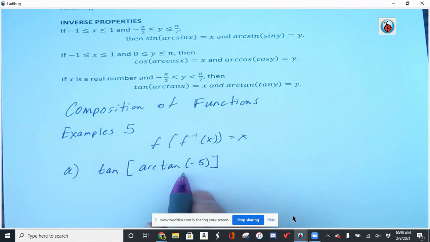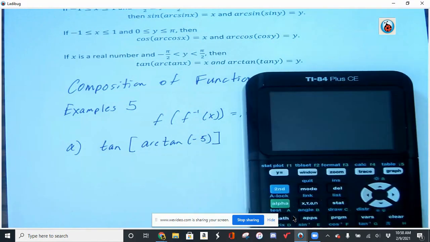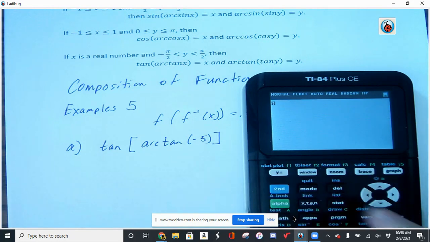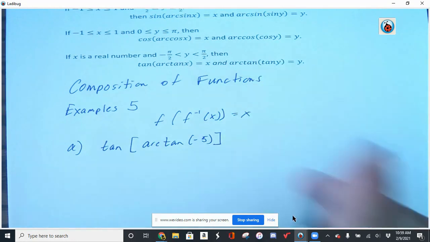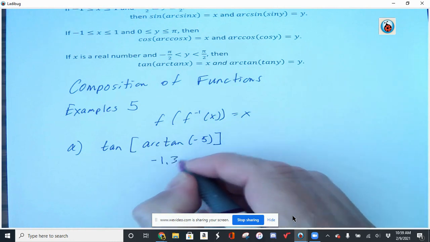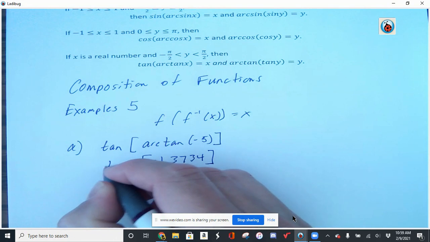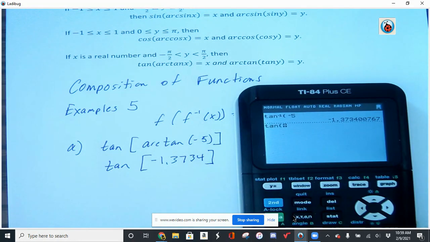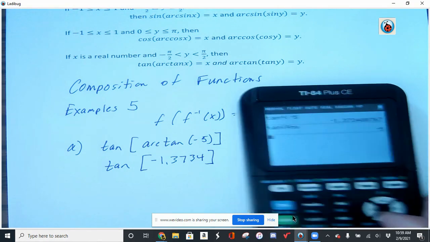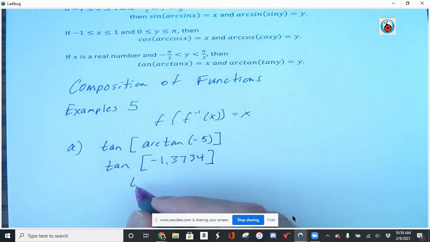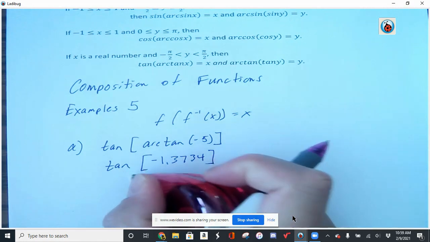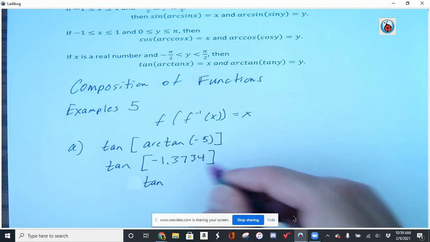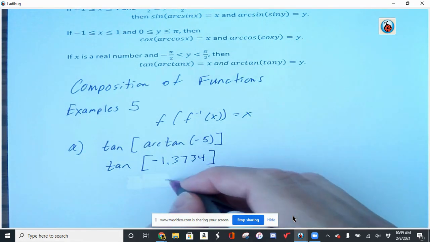What I want to do is find the value of the arctangent of -5. The arctangent of -5 is equal to -1.373, and I'll take it out to 3734. So I know the arctangent of -5 is equal to -1.374. Now let's find the tangent of -1.374. And look what I end up getting: I get -5.